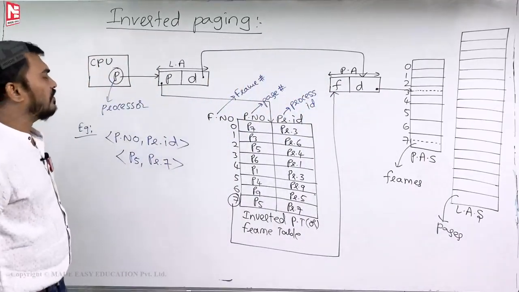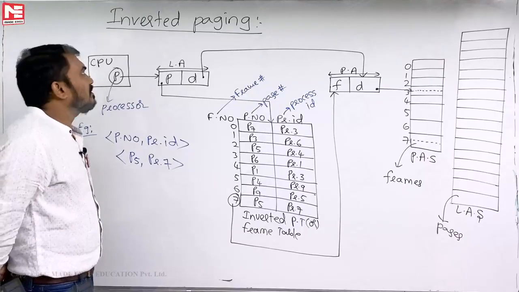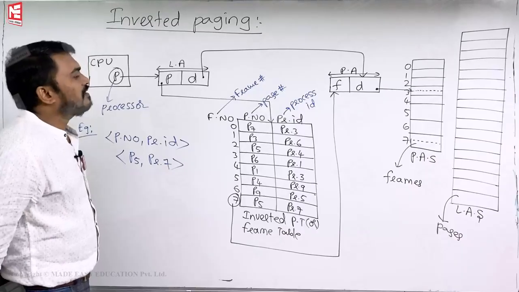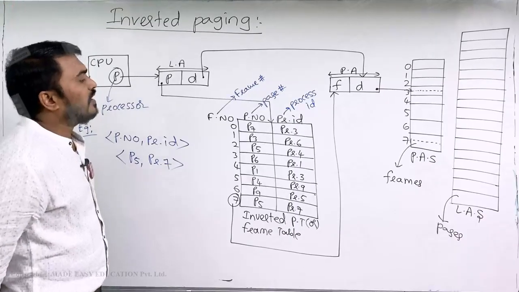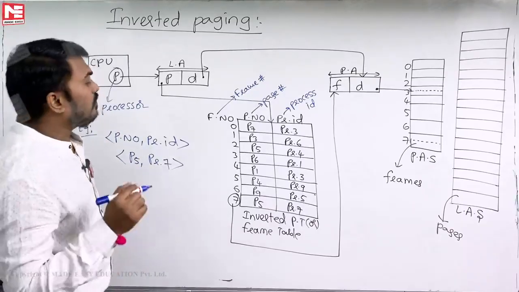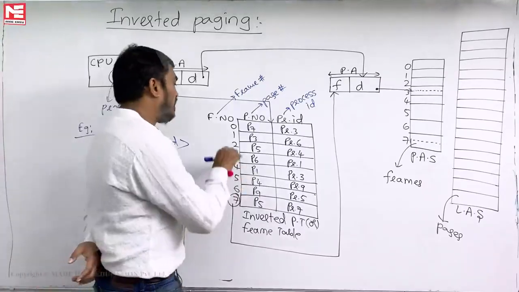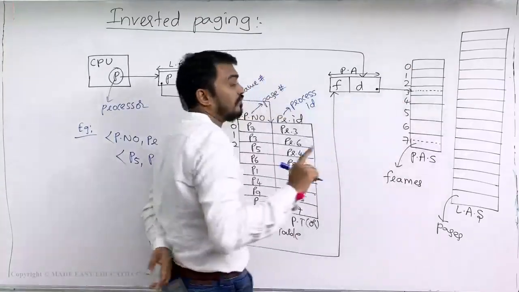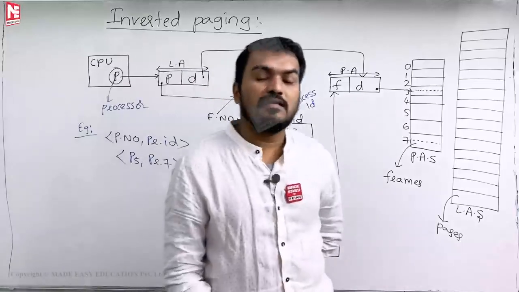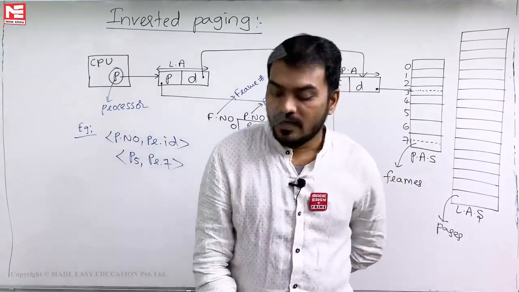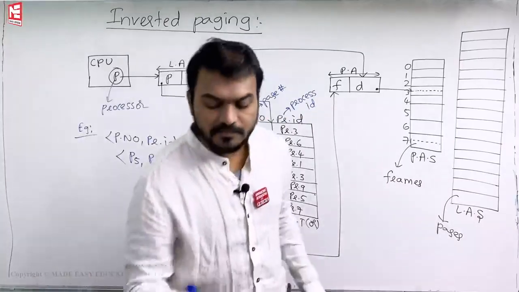So what are the important points? That's it. Inverted paging is very simple, nothing complicated in this. Now what is the only important point, very important to remember, the one you wrote in the box? The number of entries in the inverted page table is the same as the number of frames in the PAS. Is that clear? That is one of the important points you should remember. Note down. Let's solve the questions.